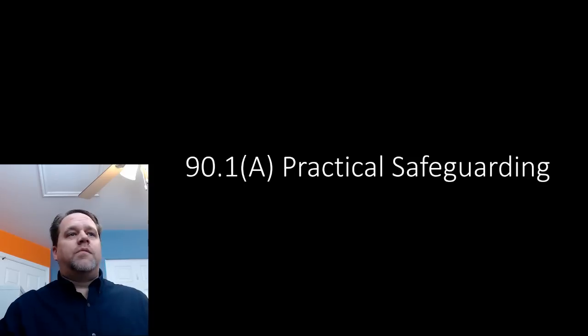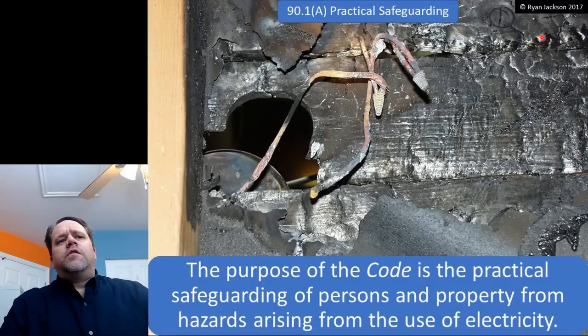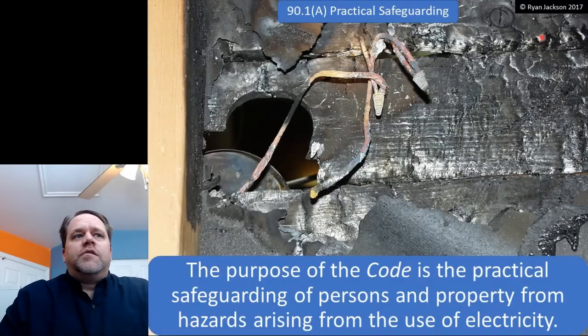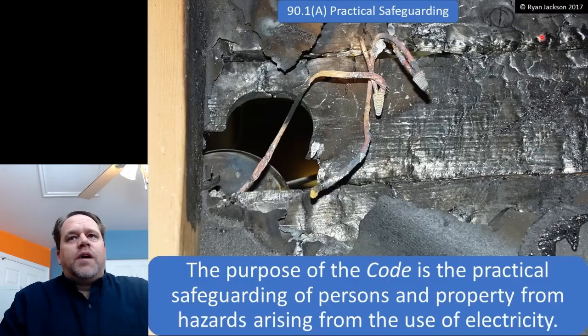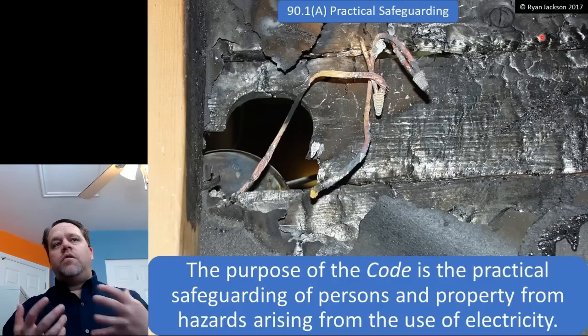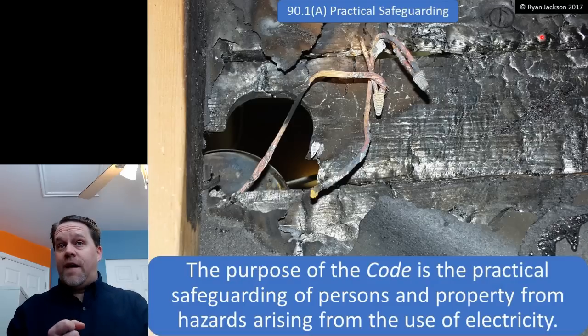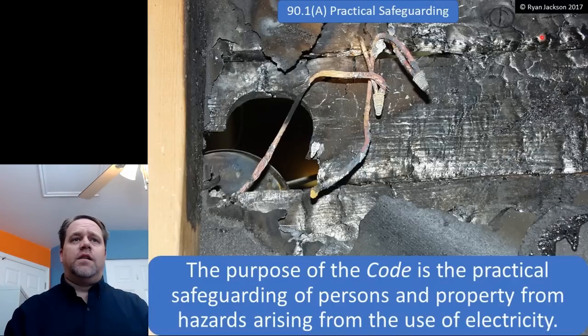So we start with 90.1, the purpose of the NEC. And 90.1 has subsection A, and it says practical safeguarding. This is a sentence that, if you've been in the industry for very long, you've probably heard several times. It says the purpose of the code is the practical safeguarding of persons and property from the hazards that arise from the use of electricity. So it's there to prevent hazards, and really the two hazards that it's trying to address are electric shock and fire. And as you can see from the photograph here, this was an electrical fire.